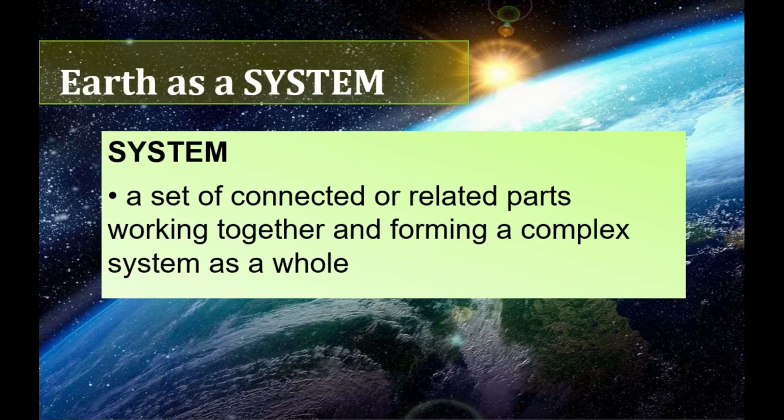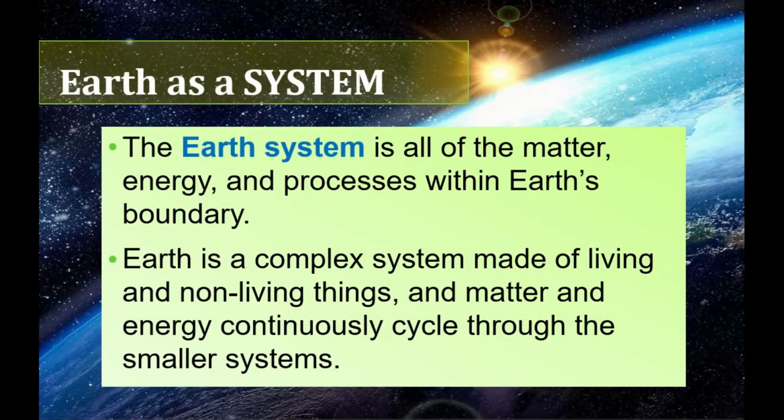Earth as a system. So our planet Earth has its own system. A system is a set of connected or related parts working together and forming a complex whole. So Earth as a system is all of the matter, energy, and processes within Earth's boundary. Anything that we see, the living things, the non-living things, even the microorganisms, they are a part of our Earth system. So Earth is a complex system made up of living and non-living things, and matter and energy continuously cycle through the smaller systems.